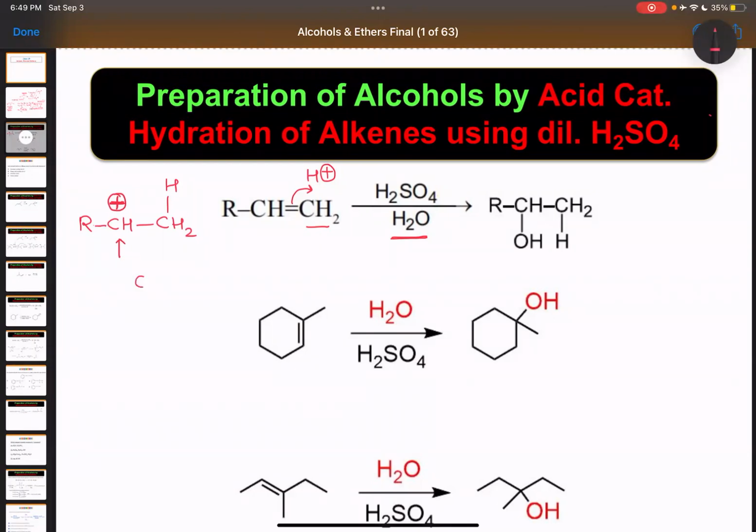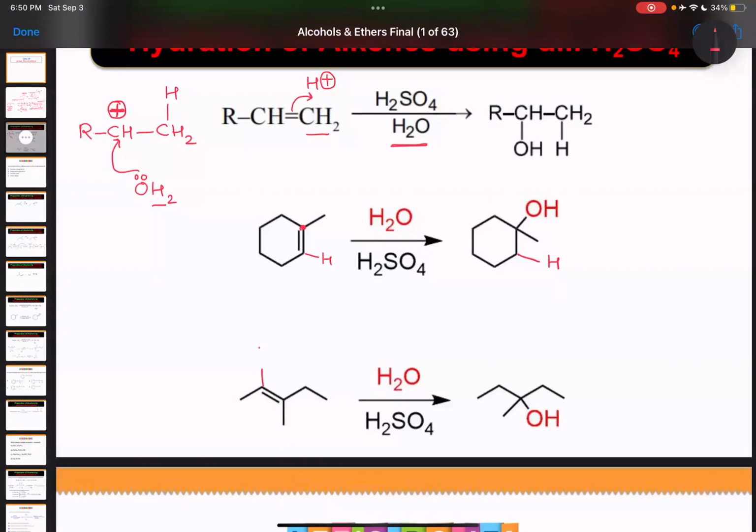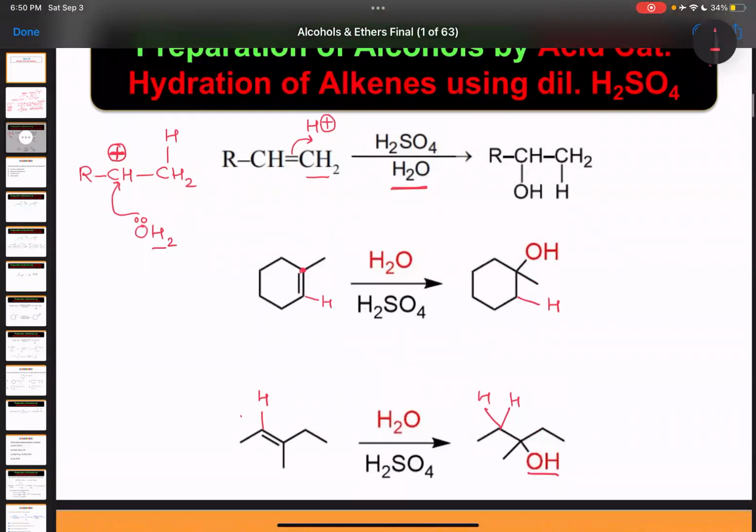And now the OH will come and join in. And the H plus will be removed again, and that will make OH neutral, right? Is it clear? So in this case, you need to think that this is H and this is more. So OH you are going to put on the more branched carbon. So here you have put H and there you have put OH. No need to write H. And in this case, you have one hydrogen here, so you are going to put another hydrogen here. In total, there will be two hydrogens and you have put OH here. So this is Markovnikov addition.